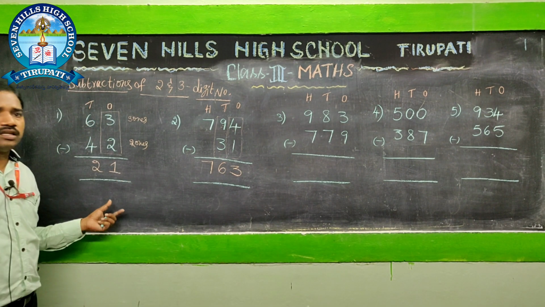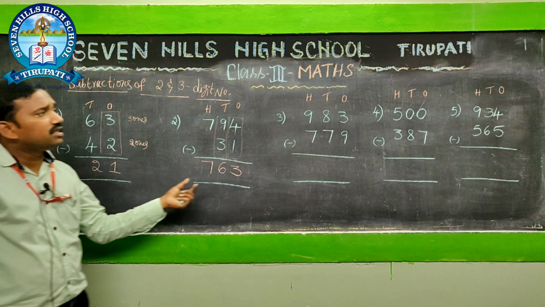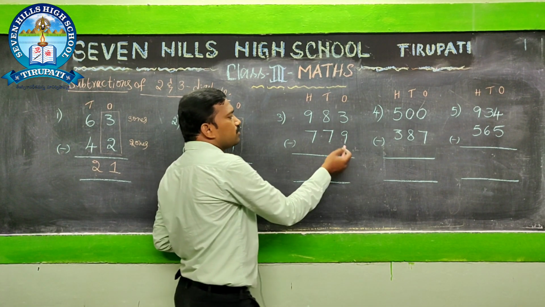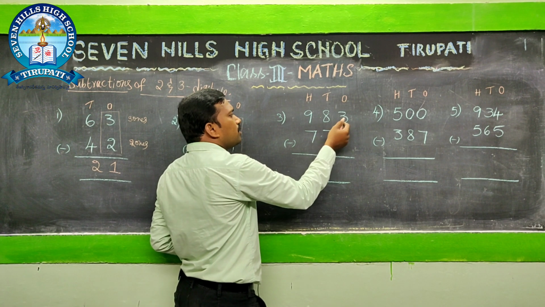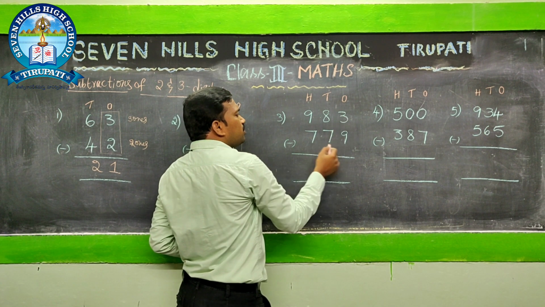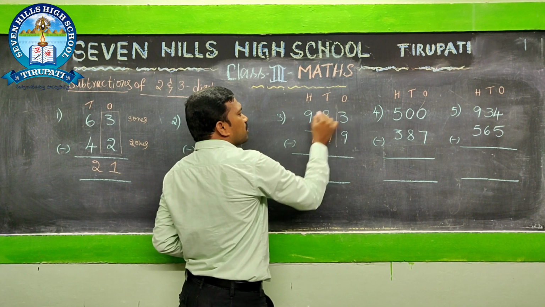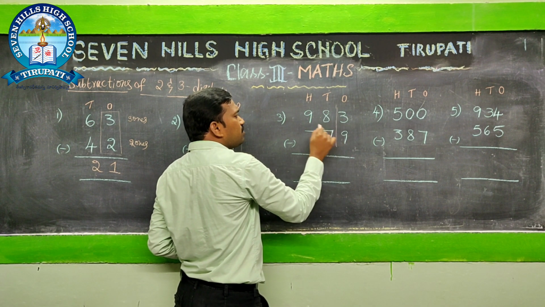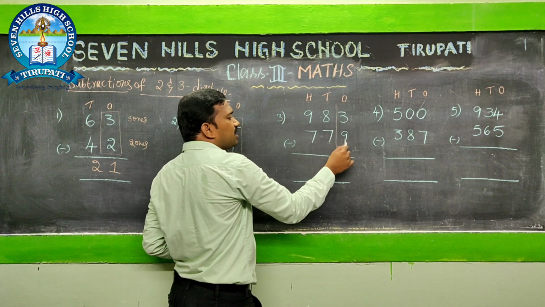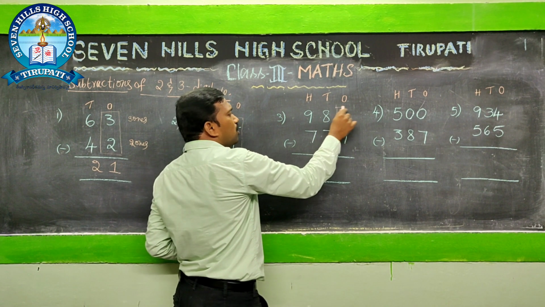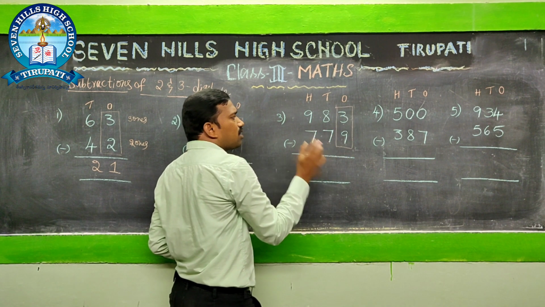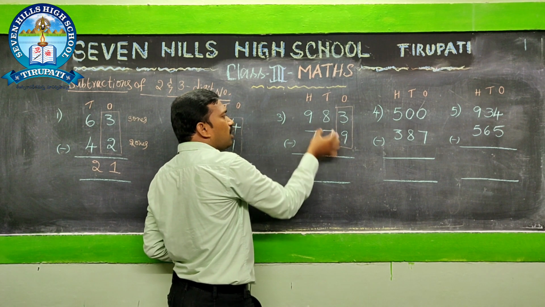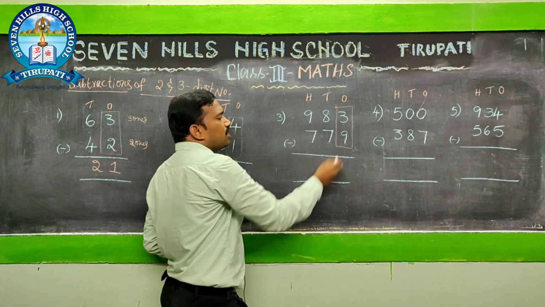These two are without regrouping and this one is with regrouping. What is meant by regrouping? See here. We want to subtract 779 from 983. So how to subtract? First of all, subtract the ones column. After that, the tens column. After that, the hundreds column.